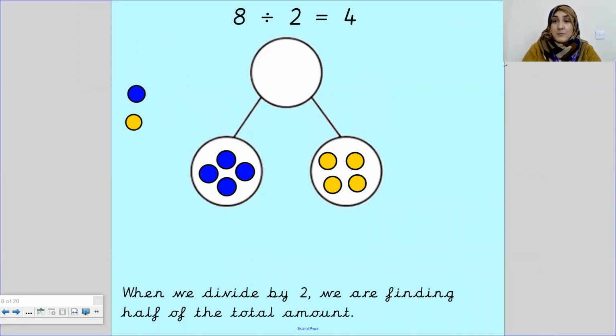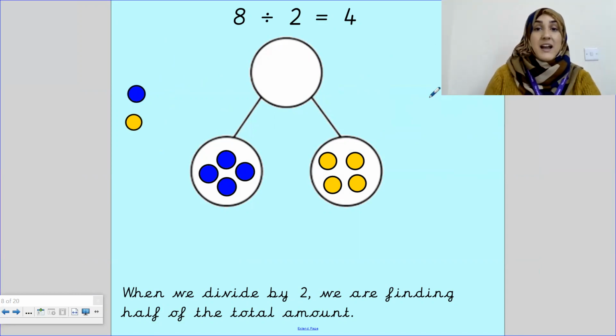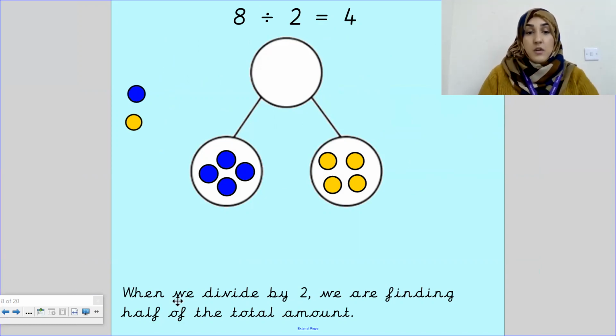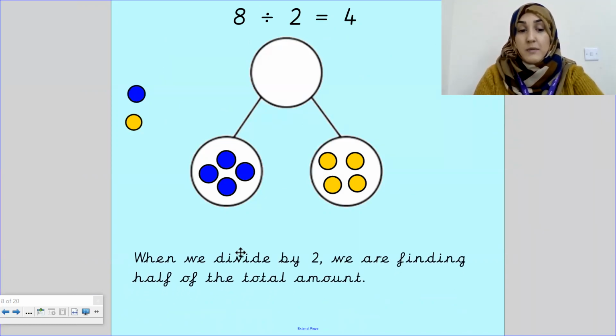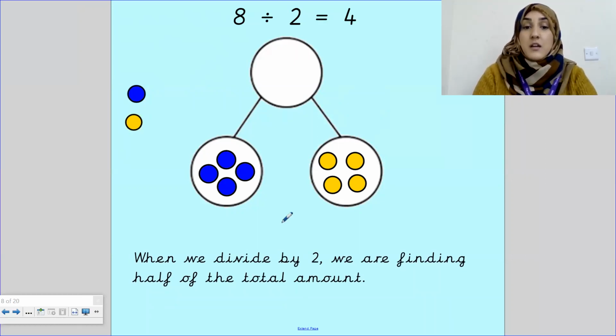Let me make myself a little bit bigger. There we go. I'm nice and big now. So at the top, we have the division number sentence. It says 8 divided by 2 equals 4. Now, here in front of you is a part whole model. So at the bottom, it says when we divide by 2, we are finding half of the total amount. So this is only when we divide by 2, because remember, when we're dividing or multiplying by 2, it's double the amount. So when we divide by 2, we are finding half of the amount.